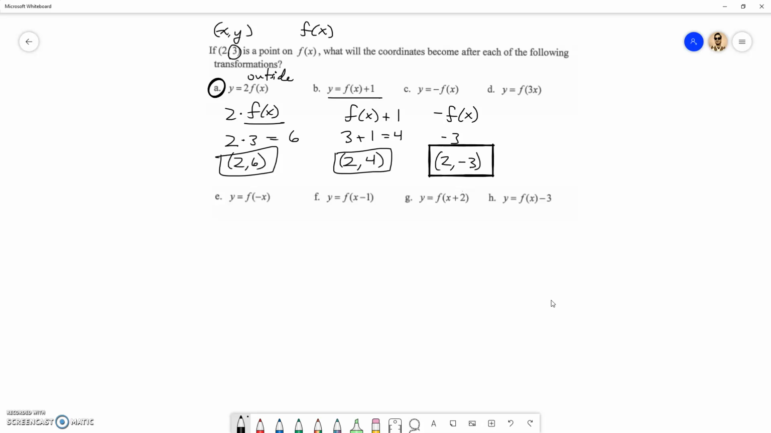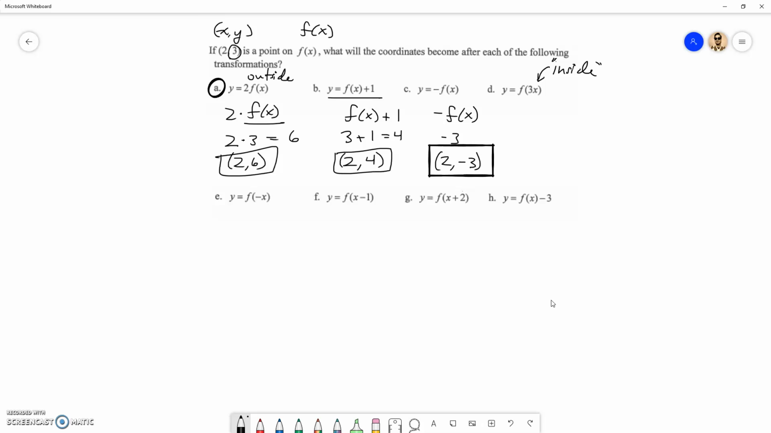Let's take a look at this next one. f(3x). So apparently what's happening now is we're transforming and messing with the inside, quote unquote, not an official term, of this function. If we mess with the inside, the inside is a liar. Let's just put it that way. So it does kind of the opposite of what we would expect it to do.